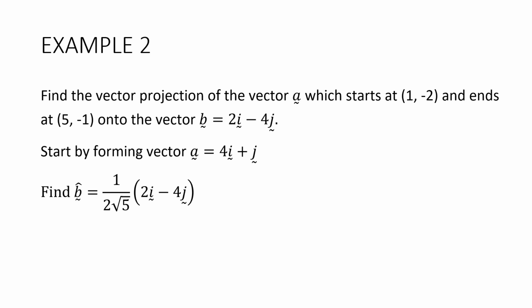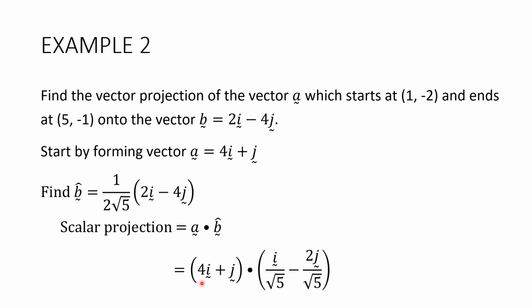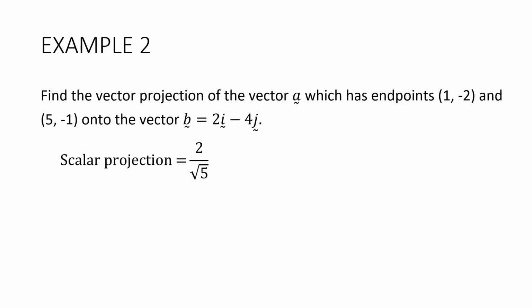So our scalar projection is going to be A dot unit vector B. Let's substitute in. We get 4i plus j dot, and I have just expanded these brackets. So we have i on √5 take away 2j on √5. And doing the dot product, we end up with 4 on √5 take 2 on √5, which is 2 on √5. So there's our scalar projection, 2 on √5.